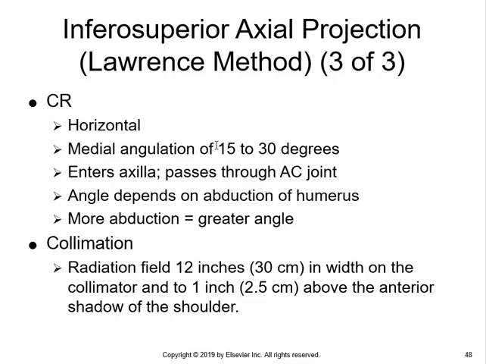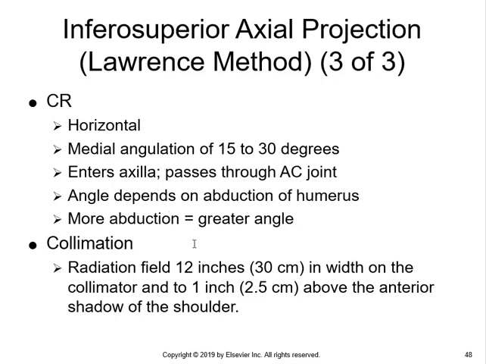Whereas if the patient cannot abduct their humerus quite as far, maybe they can only abduct their humerus to 45 degrees instead of 90 degrees, you're going to use a shallower central ray angulation. So again, the patient's body is here, your central ray angulation is going to be more like about that. So it enters the axilla and it passes through the AC joint. So again, the angle depends on the abduction of the humerus.